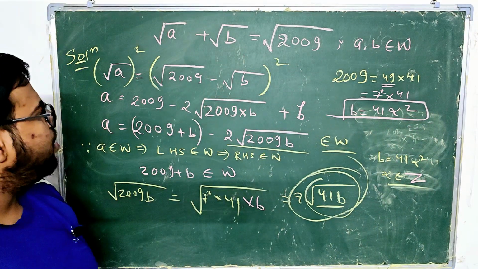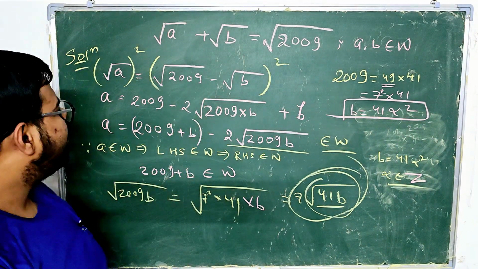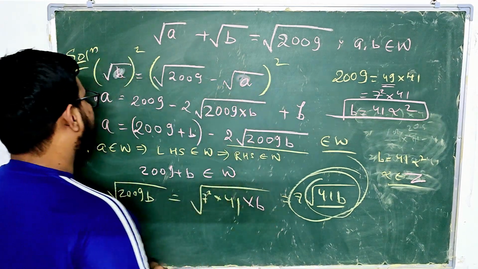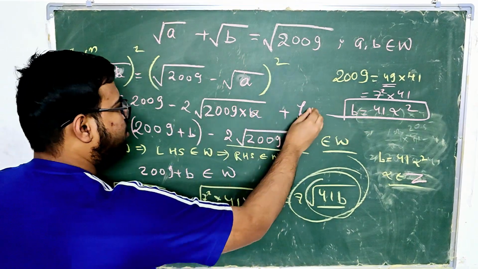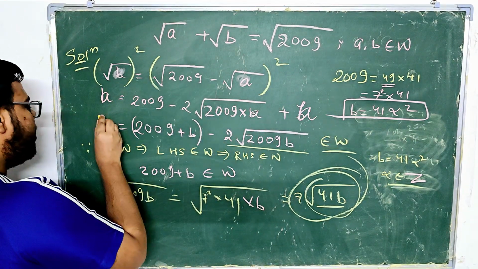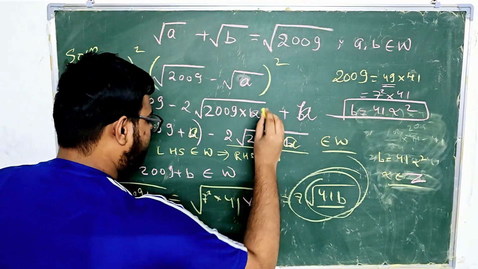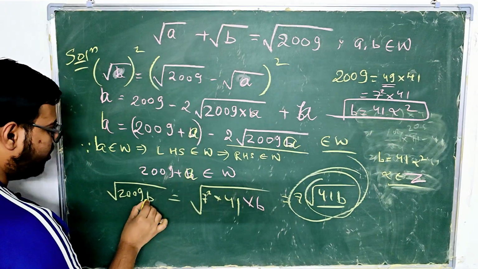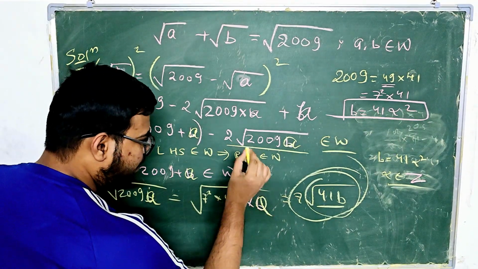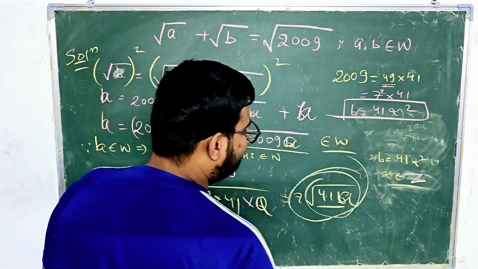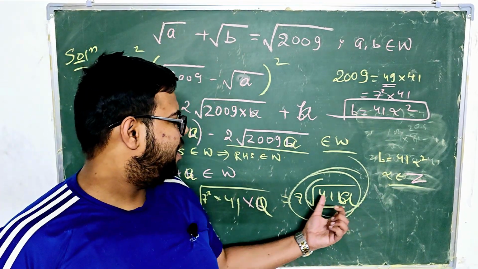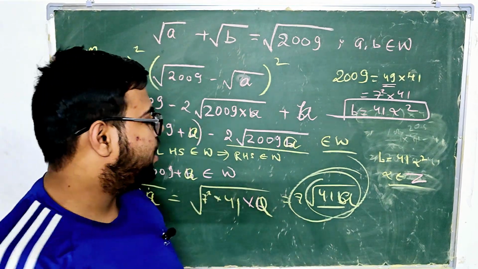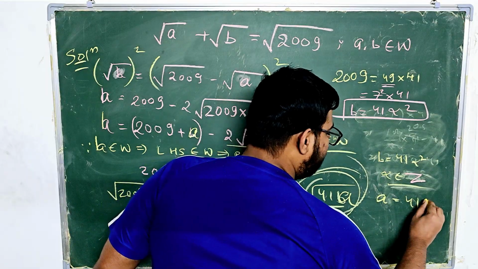Okay, now you can just reverse the process. Instead of a you can write b, and instead of b you can write a. So b is equal to this plus this, and so a will be 41 times beta squared. From the symmetry of the equation, you can clearly say that over here a should also be equal to 41 beta squared.